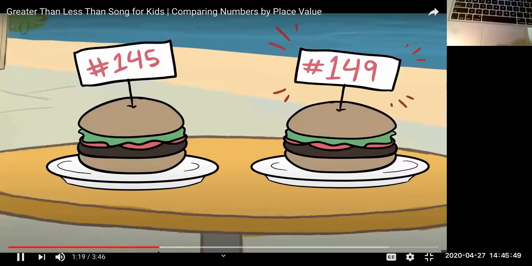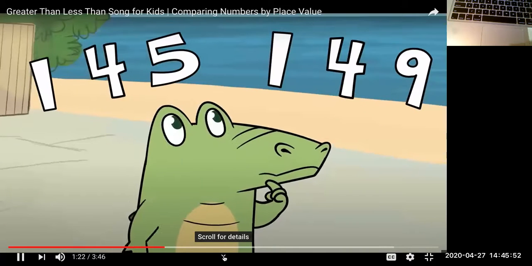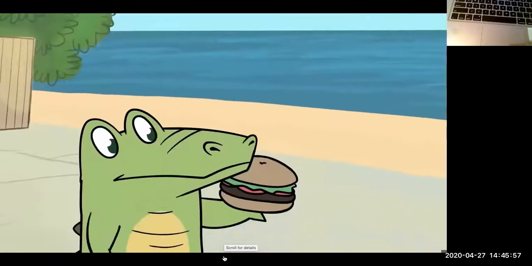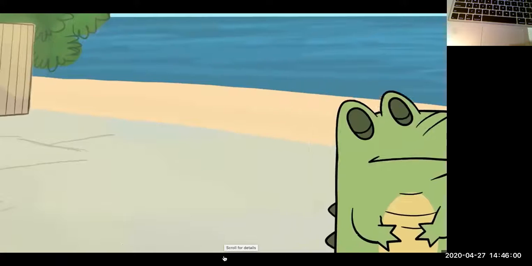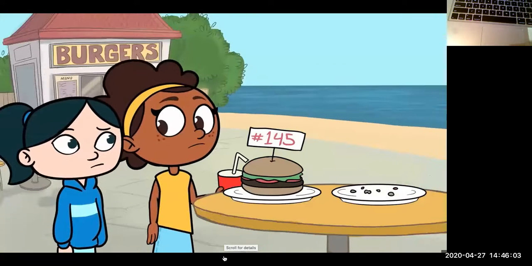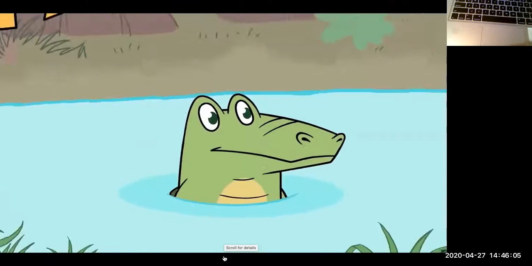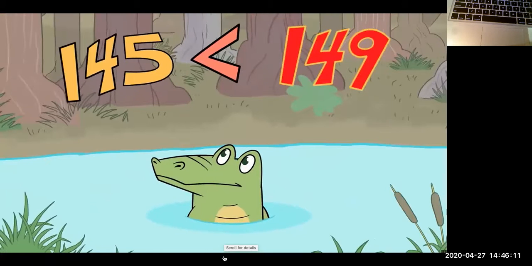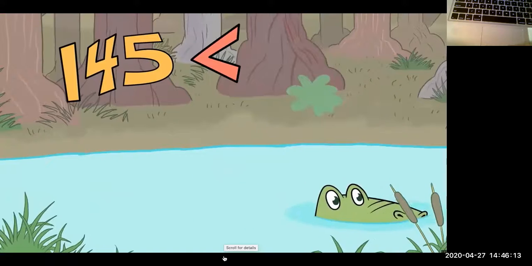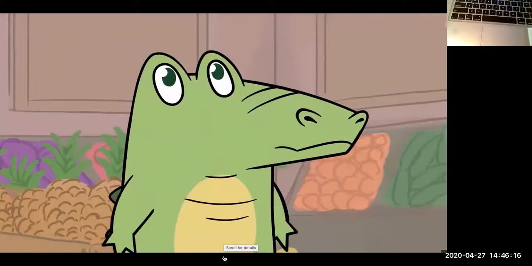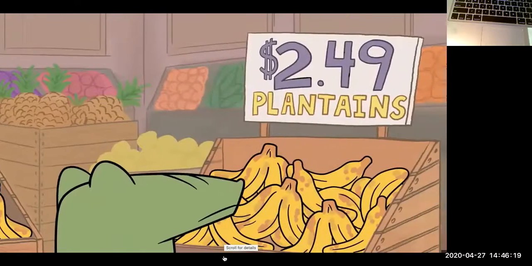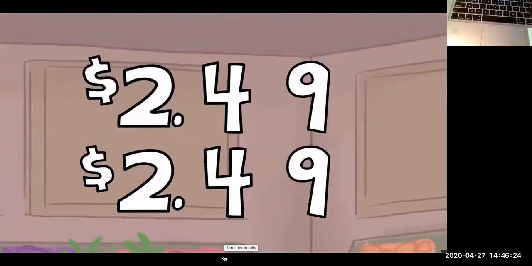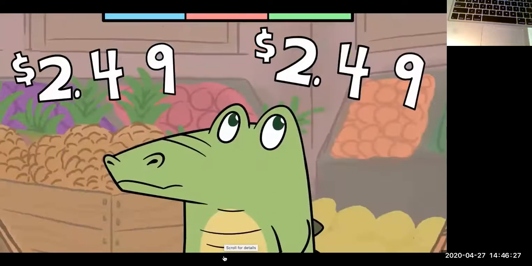145 and 149. The gator needs the greater value on the number line. He looks at the place values from left to right. Nine's the greatest ones place, so he takes a big bite. It's the number that's greater. The number that's least is never part of his feast. Now the numbers are the same on both sides. The gator wants to eat, but he can't decide. Neither is greater or less. It's a perfect tie. So the alligator writes an equal sign.